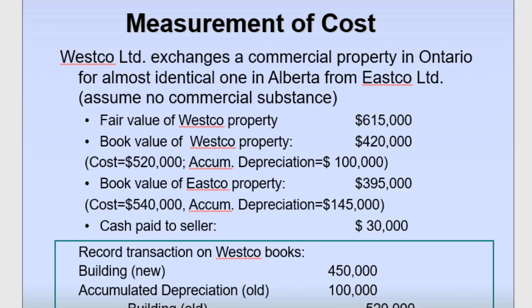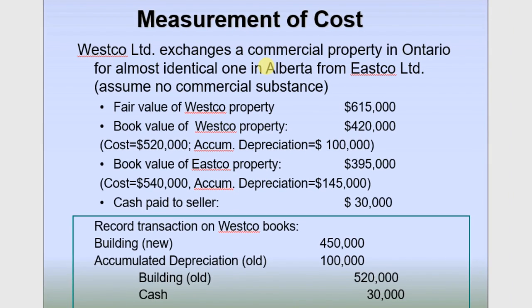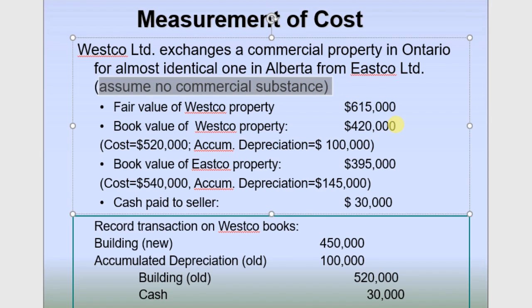this example? Now, this is a bit of a strange example, but we'll do it anyway. So we're going to exchange a commercial property in Ontario for an almost identical commercial property in Alberta. So first of all, we have the makings here of a possible exception to the fair value standard. We're exchanging one commercial property for another one, and they're almost identical. So, in a test situation, maybe that's not enough information for you to decide whether there is commercial substance, but in fact, look at this. We're just going to tell you there is no commercial substance.